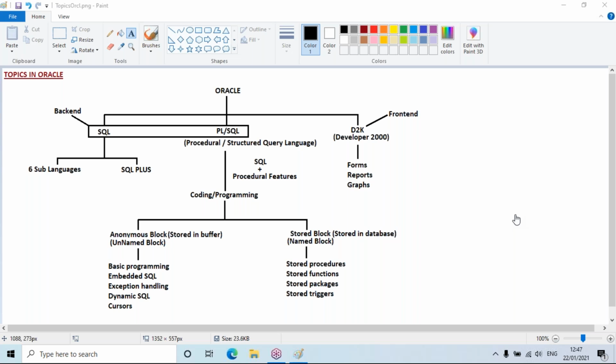So slowly, they have replaced it. Even though D2K has come to some advanced level, it's still not as strong as what we find in programming languages. So what people do is make SQL and PL/SQL the backend for Oracle, and make Java, .NET, or Python the frontend.